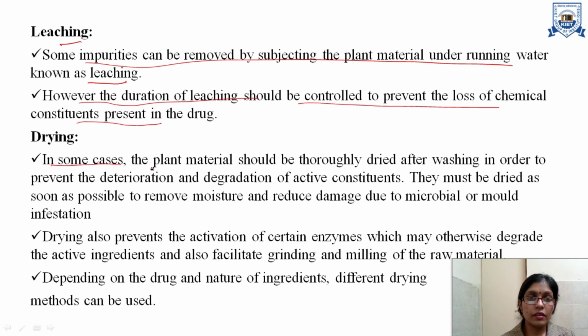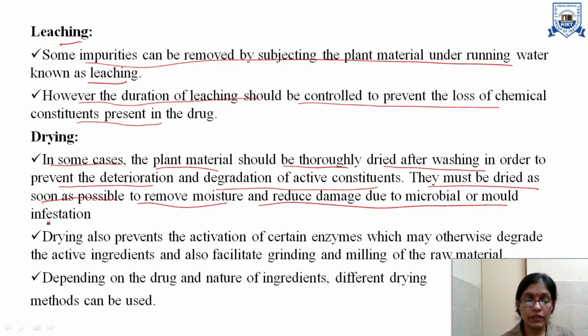Drying. In some cases, the plant material should be thoroughly dried after washing in order to prevent the deterioration and degradation of the active constituents. So they must be dried as soon as possible to remove moisture and reduce damage due to microbial or mold infestation. Drying also prevents the activation of certain enzymes which may otherwise degrade the active ingredients, and also facilitates grinding and milling of the raw material.